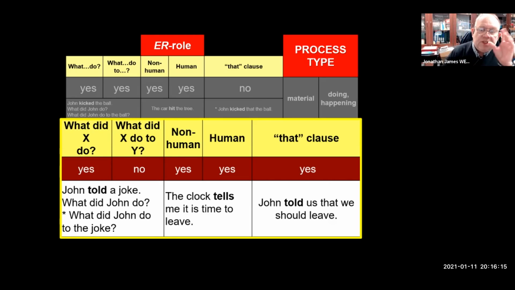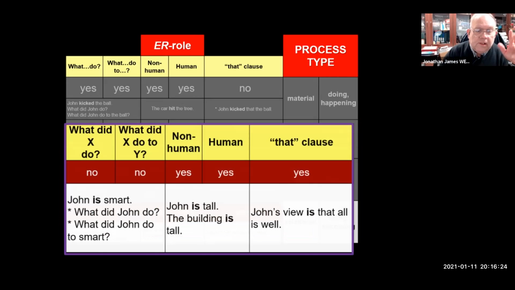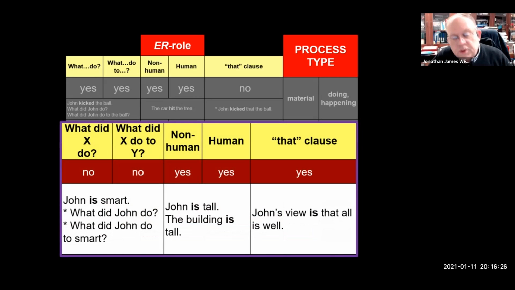All right, so we've distinguished material, mental, verbal, relational. John is smart. What did John do? Well, absolutely not, okay? It can be non-human, it can be human. It can even take a that clause, as long as it's not a human subject. John's view is that all is well.